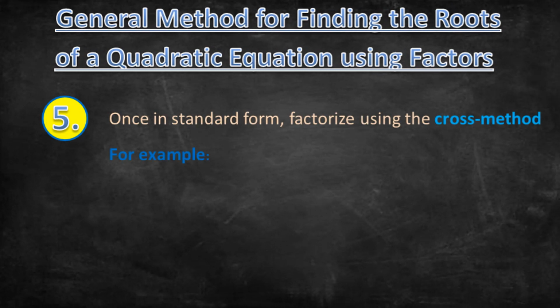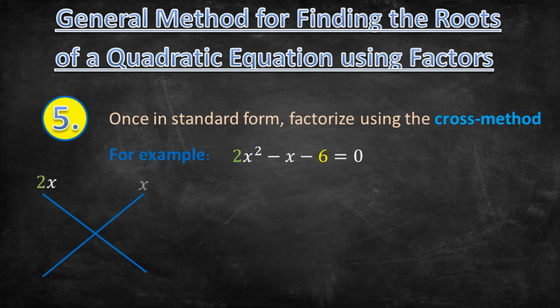For example, let's say we have 2x squared minus x minus 6 equals 0. We draw a cross and we write the factors of the first term, in other words 2x squared, at the top. So we have 2x times x giving us 2x squared. We also write the factors of the third term, in this case 6, at the bottom. So we have 3 times 2 giving us 6. Now we cross multiply. 2x times 2 gives us 4x, and x times 3 gives us 3x.